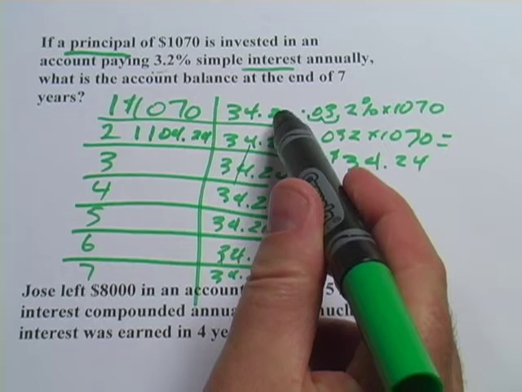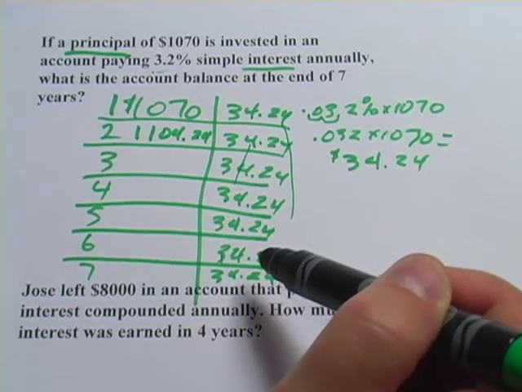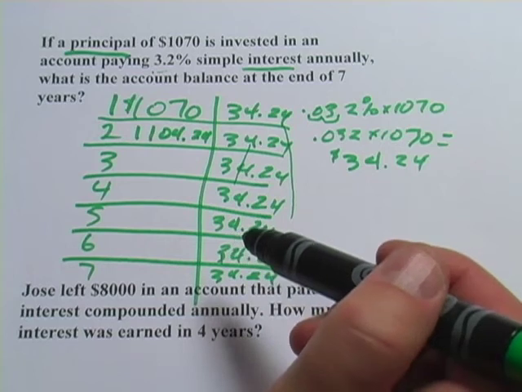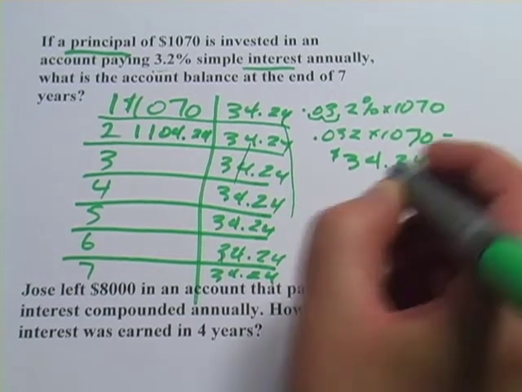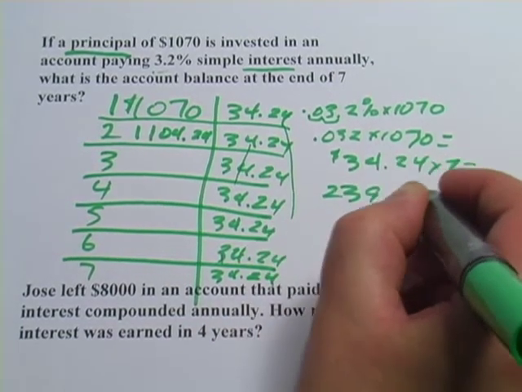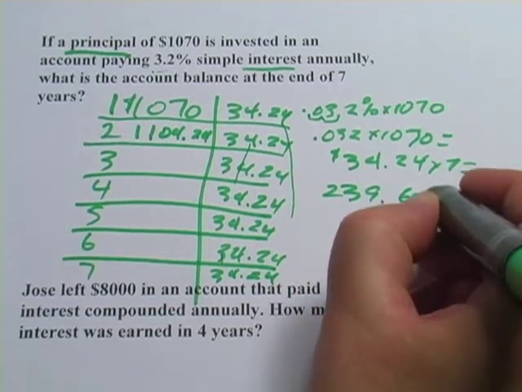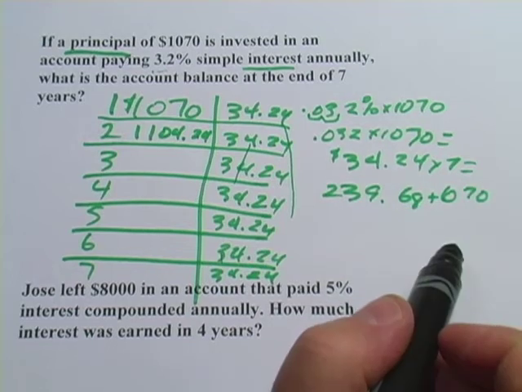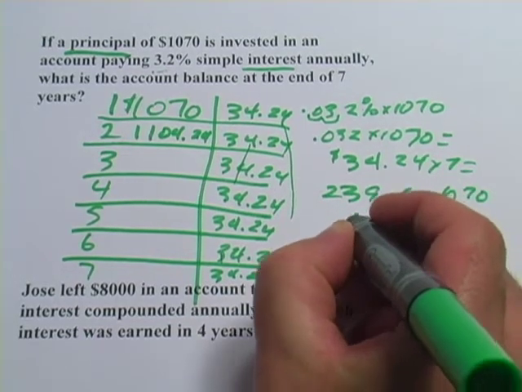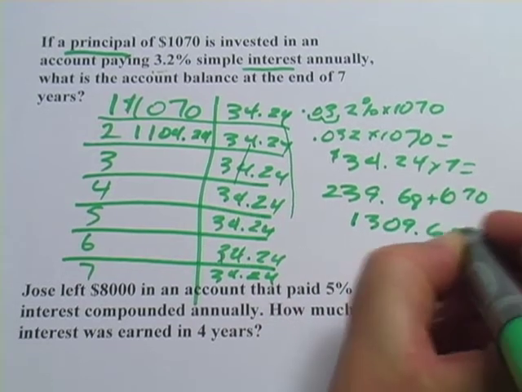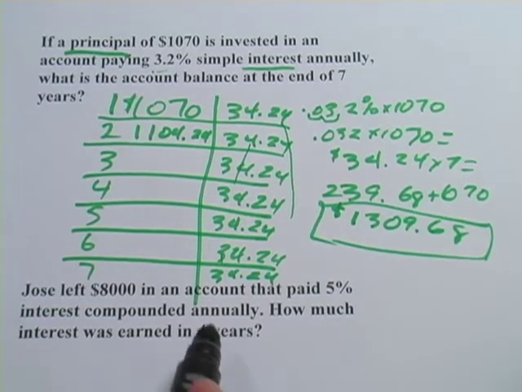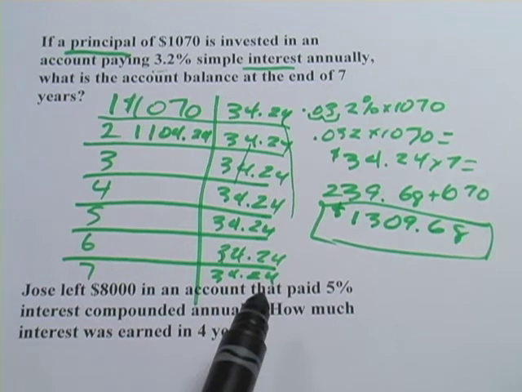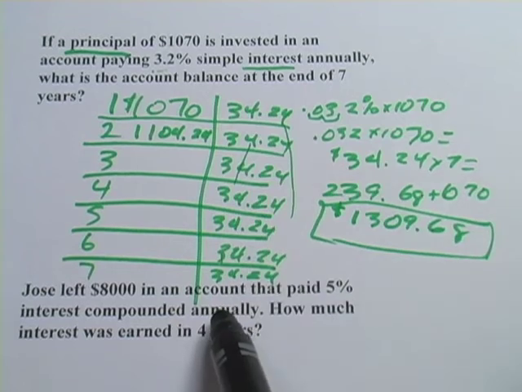Instead of adding this 7 times, I'm just going to take 34.24 times 7 to get me the whole amount of interest. So 34.24 times 7, and that is $239.68. And if I add that to my original amount that I invested, 1,070, I get $1,309.68. So that is going to be my balance at the end of 7 years. And if I kept it in longer, I'd earn an additional $34.24 every year that I kept it in. That's simple interest. The amount of interest stays the same every year.